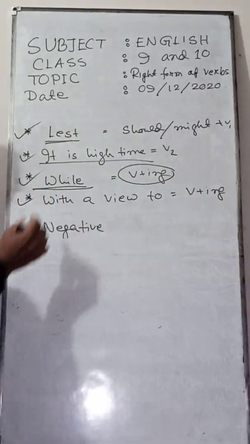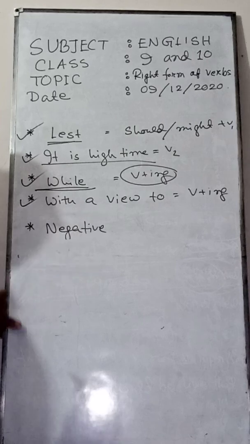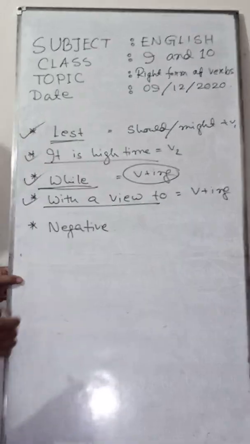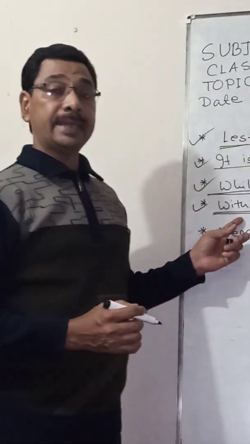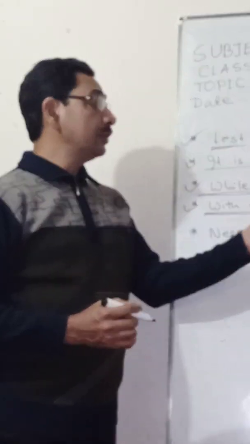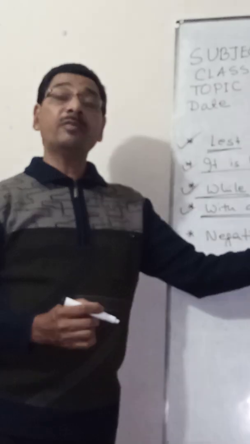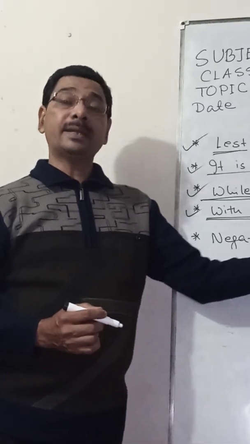And now I'm going to discuss rule number 4, with a view to. This is actually a phrase, and if you find a sentence with a view to, the form of the verb will be V plus ing.